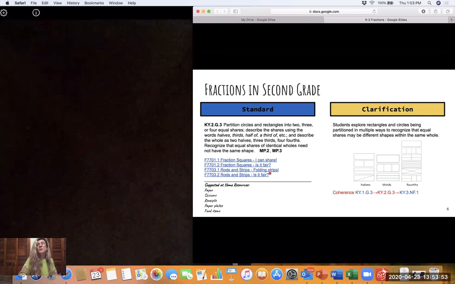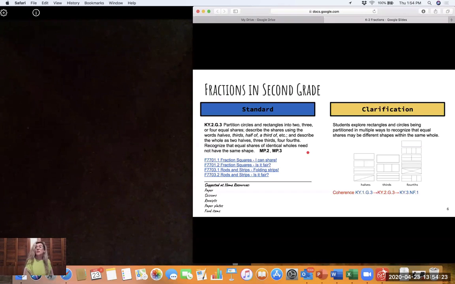Okay, so we'll move on into our second grade standards. And looking at this second grade standard, it says to partition circles and rectangles into 2, 3, and 4 equal shares. Describe the shares using the words halves, thirds, third of, and describe the whole as 2 halves, 3 thirds, 4 fourths. And recognize that equal shares of identical wholes need not have the same shape.